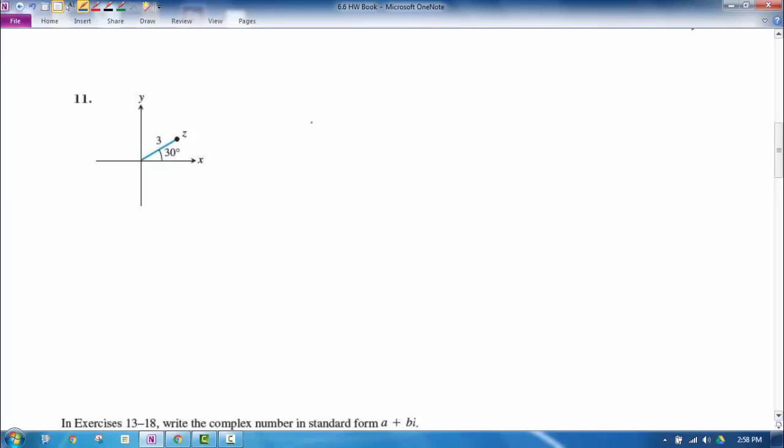Next one should be pretty easy because they already give us our r and our angle. So cosine of theta plus i sine of theta every time. I'll leave this one in degrees, so I'll do 3 for r, and this will be cosine of 30 plus i sine of 30.